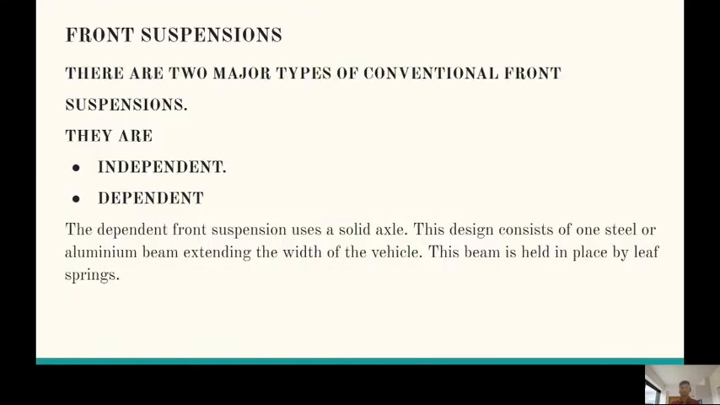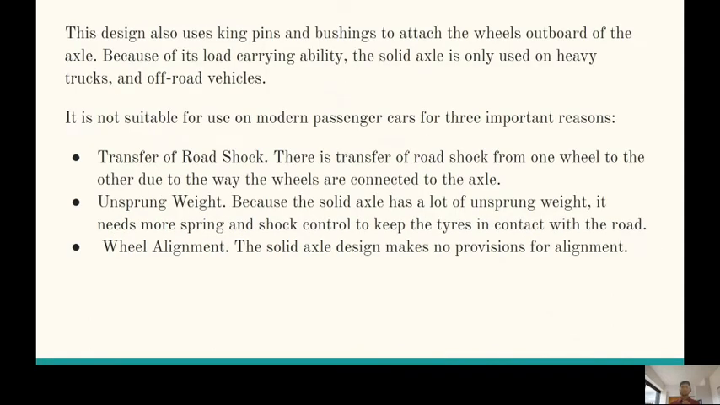So now we'll talk about the front suspension. There are two major types of conventional front suspension, and as I discussed before, they are independent and dependent. The dependent front suspension uses a solid axle. The design consists of one steel rod or aluminum beam extending the width of the vehicle. This beam is held in place by leaf springs. This design also uses kingpins and bushings to attach the wheel outboard of the axle.